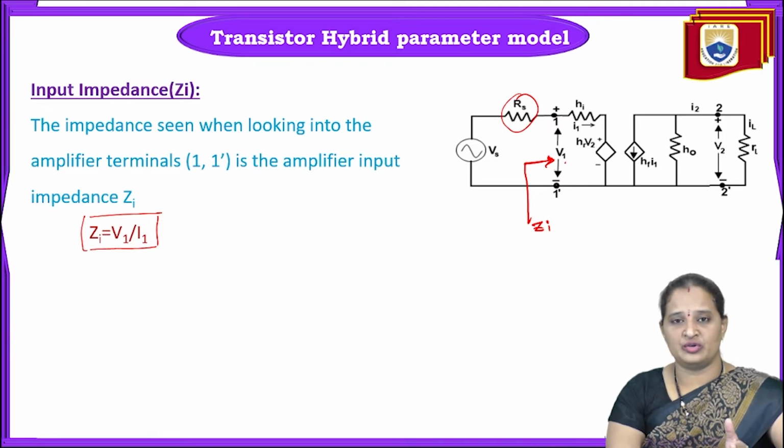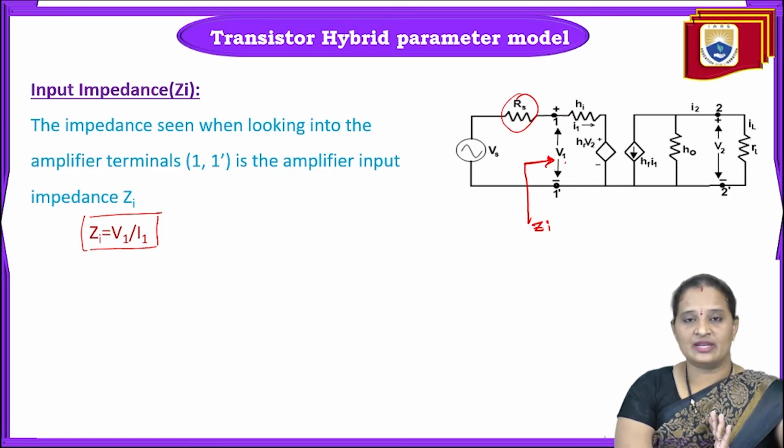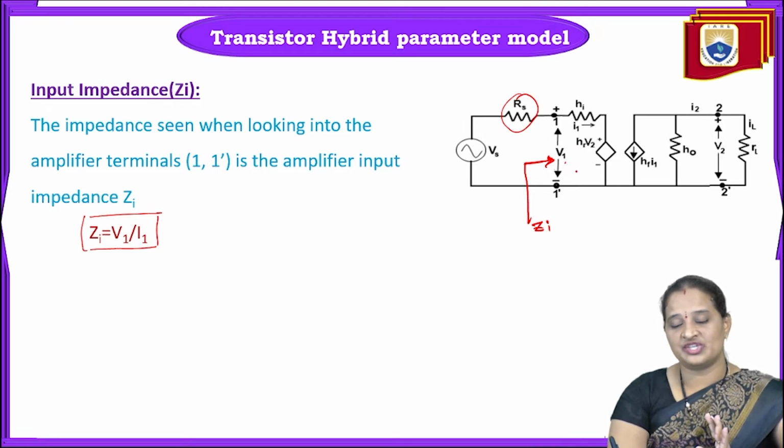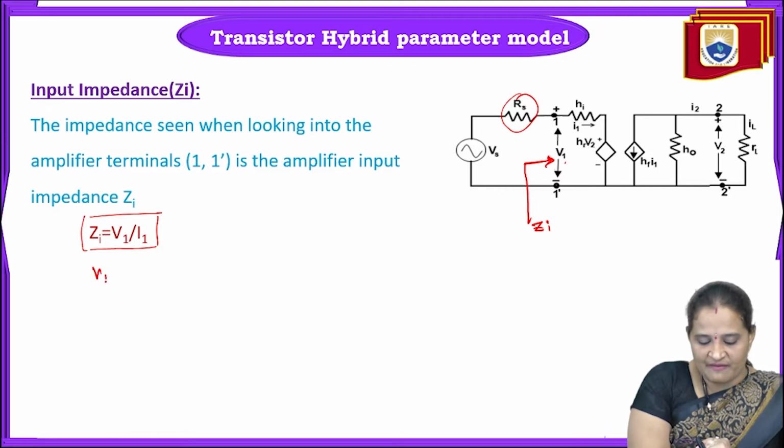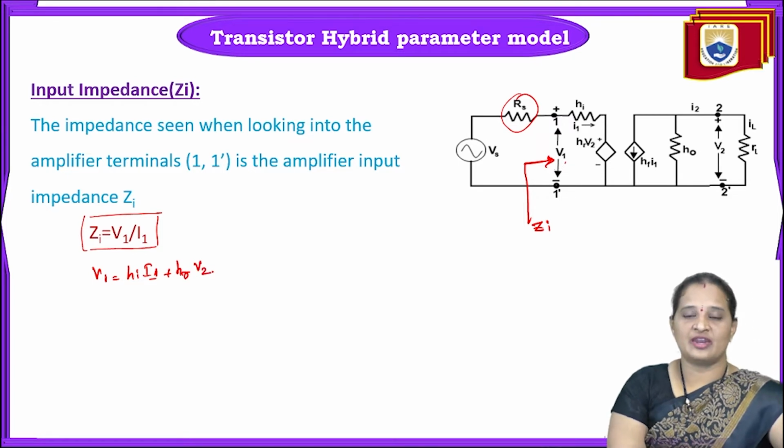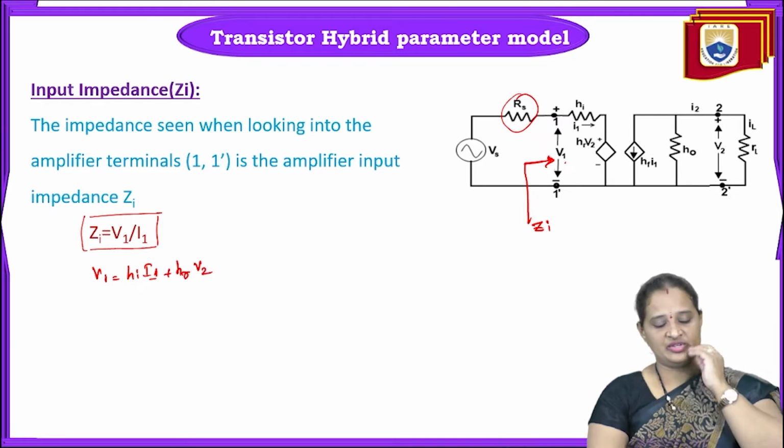So for that, what we need to consider? As it is related to the input port, now consider the equivalent equation, that is the equation for the input loop. So that is this one. So what is the equation we have? V1 is equal to Hi into I1 plus HR into V2. HR into V2. This is the equation we have.